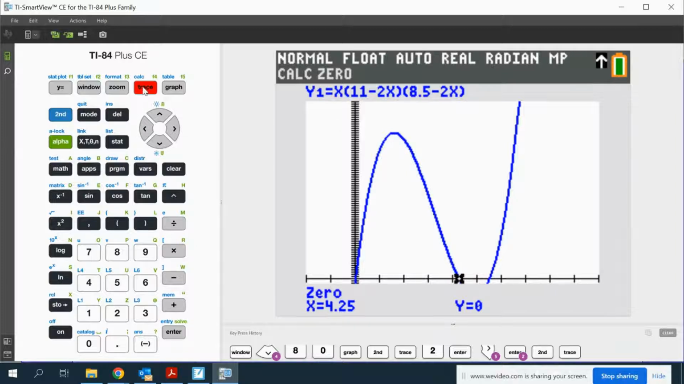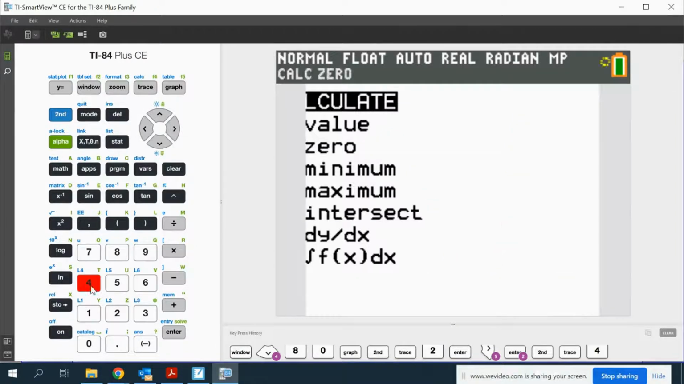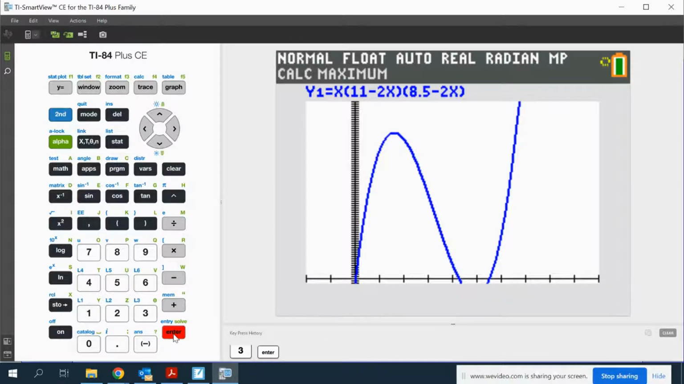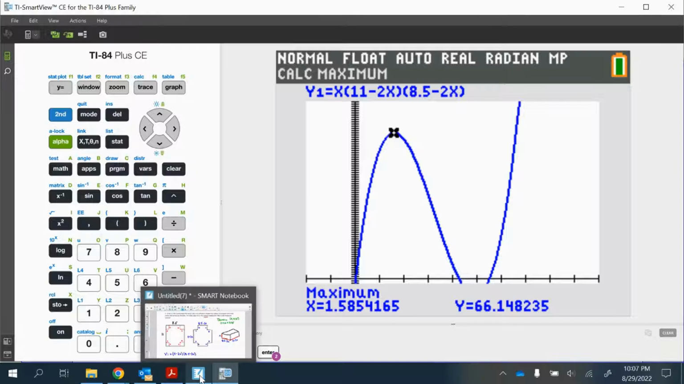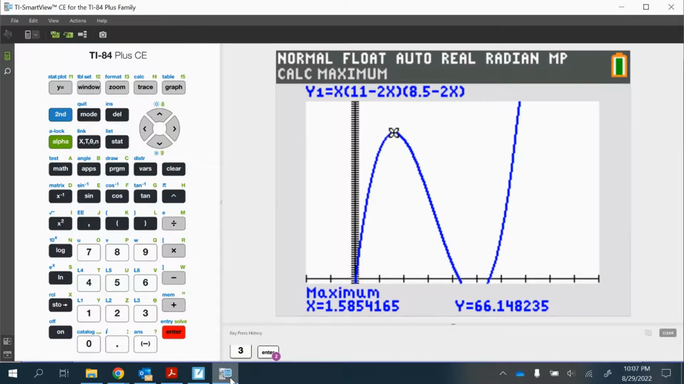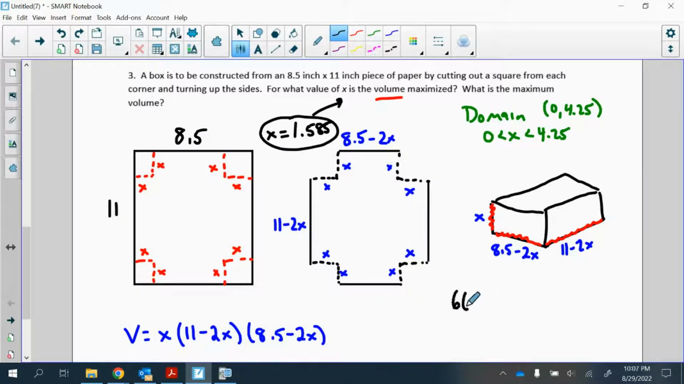So I'll do second trace to calculate, 4 for maximum. And then I just need to find the maximum, make sure that I put my boundaries in between them, and I find my maximum is at 1.585. So my x value is 1.585. And then the maximum volume is 66.148 cubic inches.